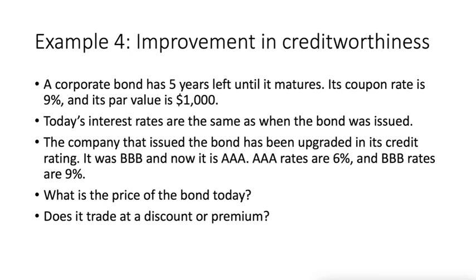The fourth example is basically the same thing, except this time we're looking at an upgrade. So now the company was BBB before, but now it's much healthier, and now it's AAA. And all the other assumptions are the same. So initially, when it issued the bond, it was at 9% because it was BBB. But now that it's improved, AAA rates are at 6%. So now required returns for the bond are only 6%.